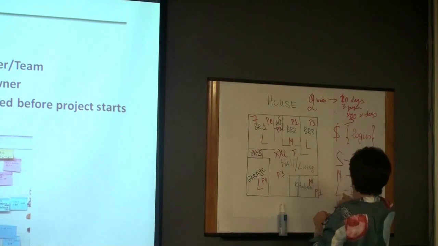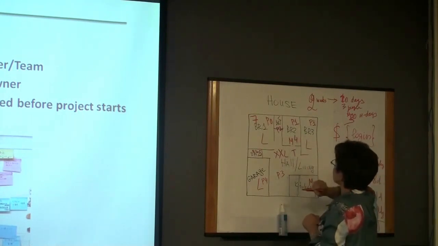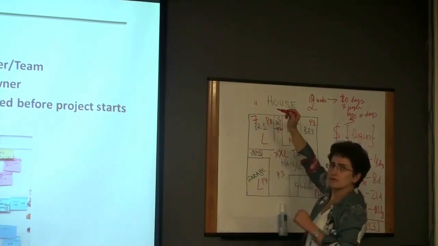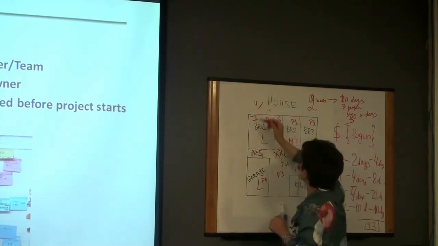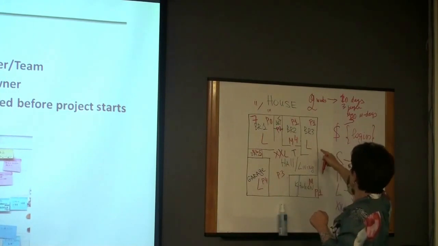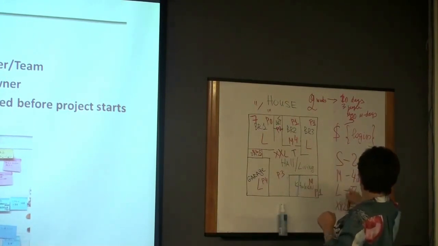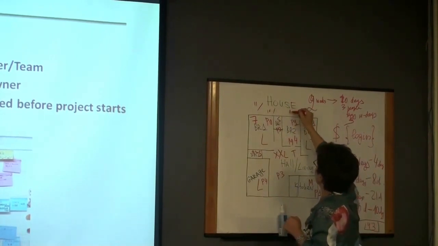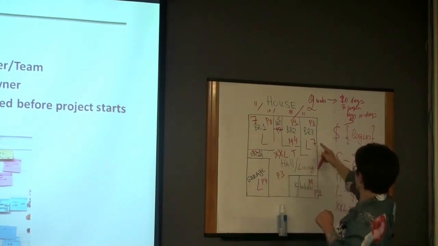P1, medium, 4 days, right? How many days? Now we have 11. How many left? 19. Okay. So what is the next P1? Okay, this guy. This guy is large. It's 7 days. Now we have 18 days of effort, right? And 11 days left.